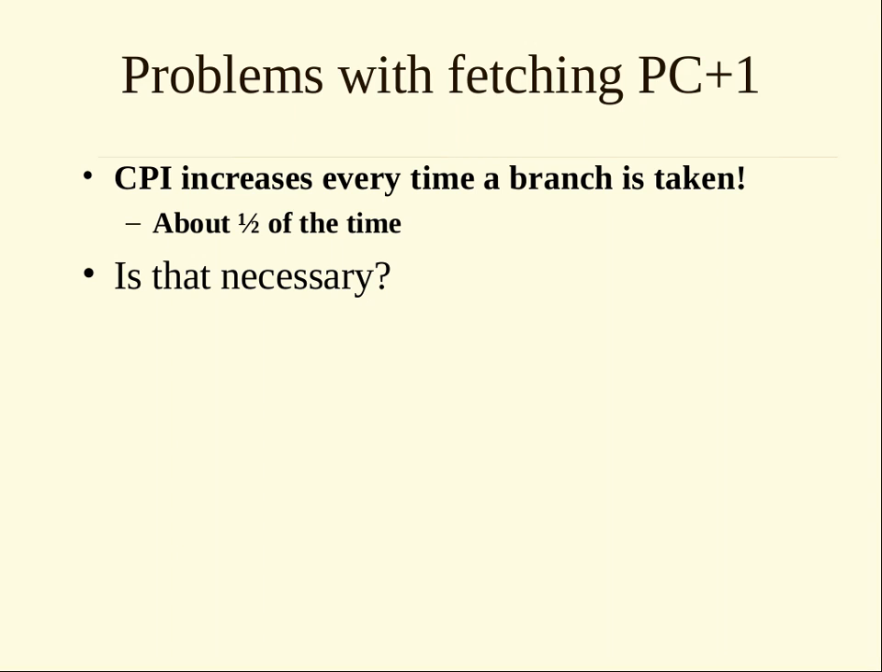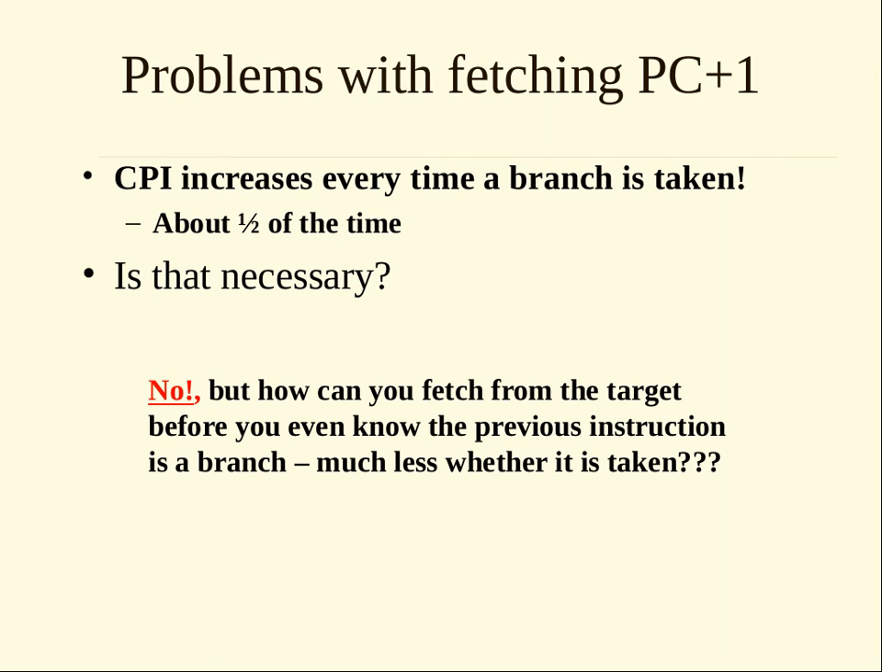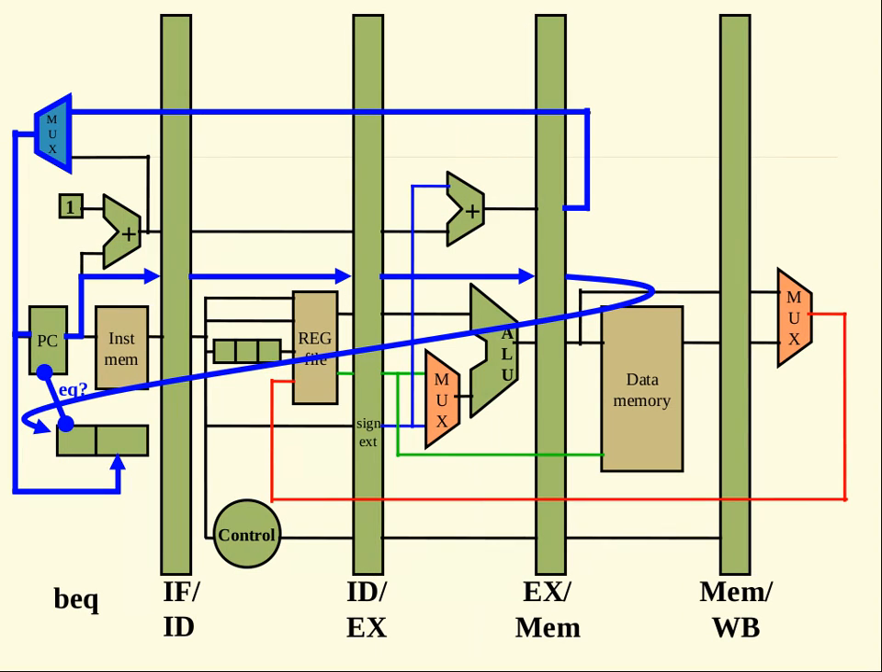So, you said be 99%. You're on the right track. What's another way of saying that? Get better at guessing. Guess better. Yes, that's literally what we do. Is that necessary? No. But how can you fetch from the target before you even know what the previous instruction is, much less whether it was a branch taken?